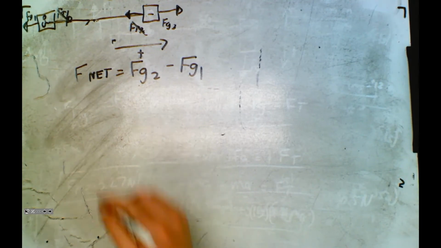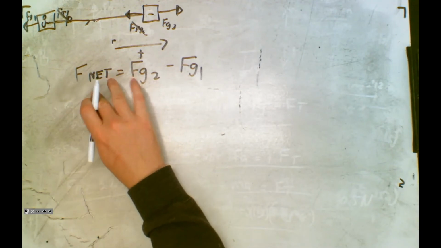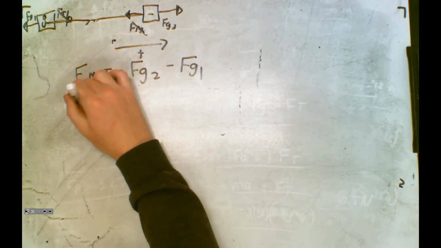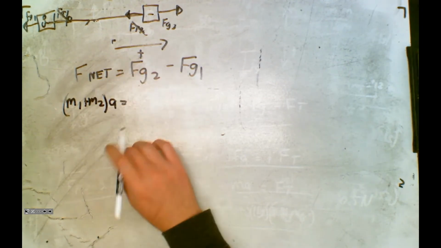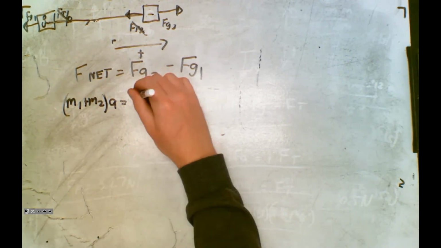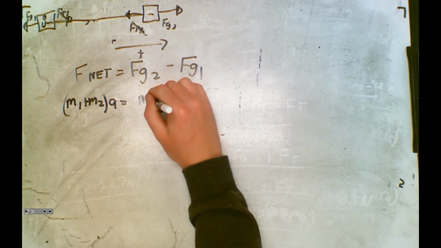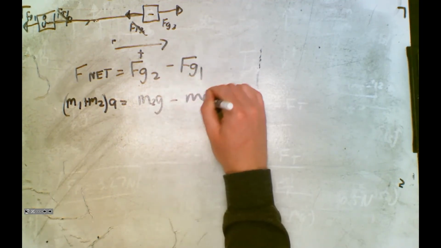Remember that on this side, it's which masses accelerate. Well, they both accelerate, so we need mass 1 and mass 2 times acceleration. This one is Fg equals mg, but we're talking about mass 2. And this one is Fg equals mg, but we're talking about mass 1.